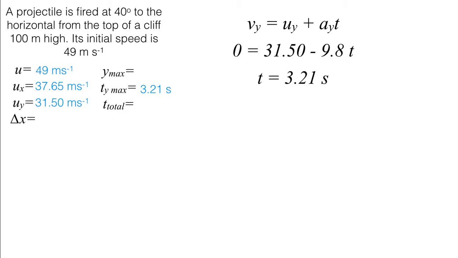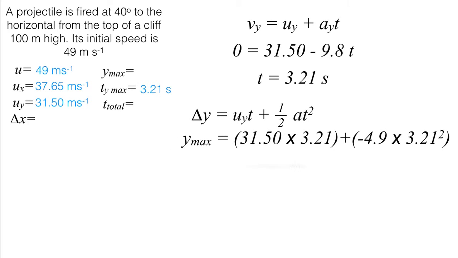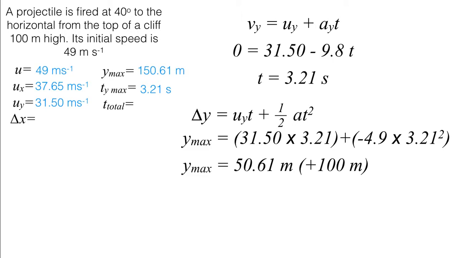Now obviously we can't do the doubling trick to get the t total, because we know it's not double anymore. But from here we can determine the max height using delta y. And we'll get a value of 50.61, but we also have to add in the 100 meters, which is the height of the cliff.